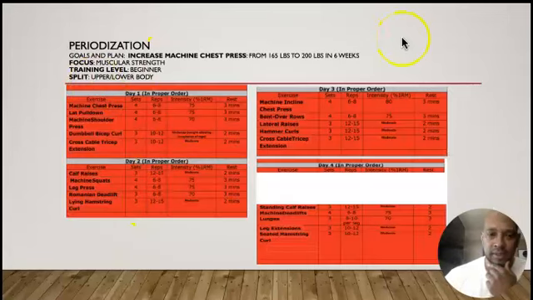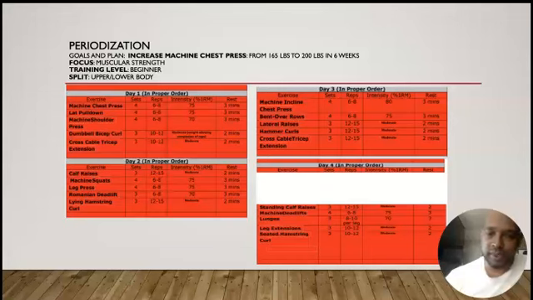In regards to Andrew's workout week, Andrew's goal and plan was to increase his machine chest press strength from 165 pounds to 200 pounds in 6 weeks. His focus was muscular strength.